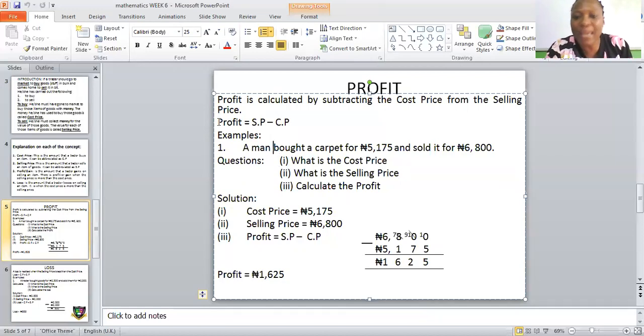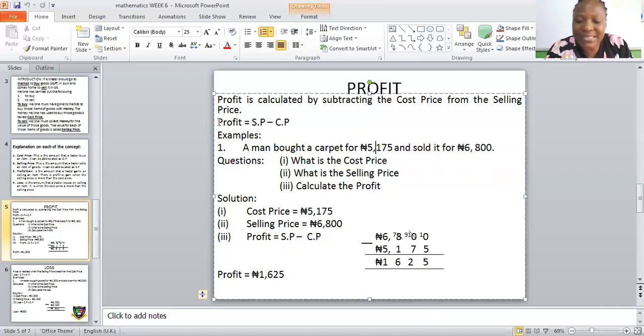Good. He bought the carpet for 5,175 naira, and we said cost price is the amount a trader buys an item or goods. The amount that a trader buys an item for is the cost price. The amount that a trader sells it for is the selling price.